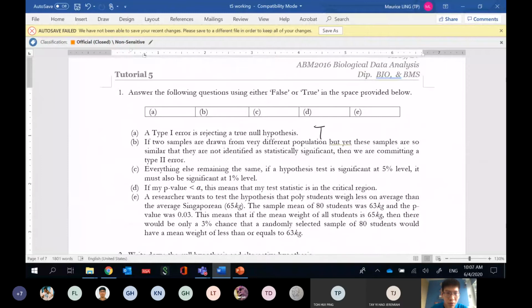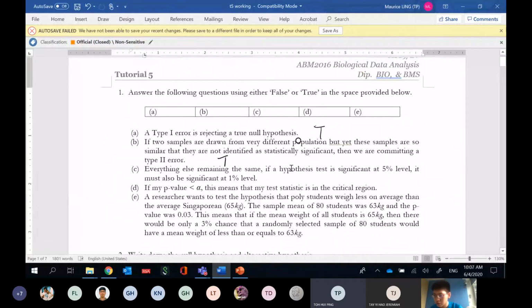Okay, Hui Ping, next one. If samples are drawn from different populations, yet they appear similar, it means they are actually from different populations. But then you say that they are the same population, so you are committing an error. This is actually an example of a type 2 error, so it's false.